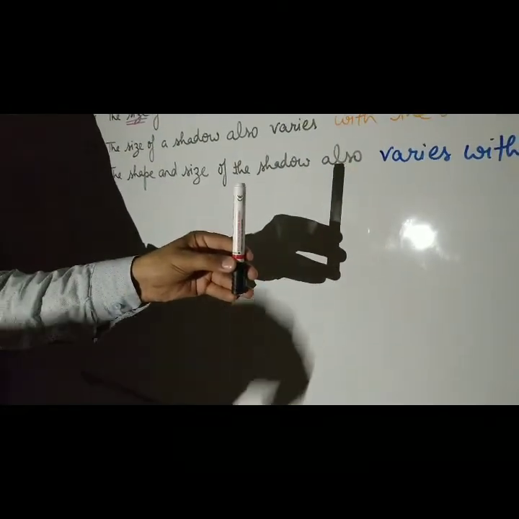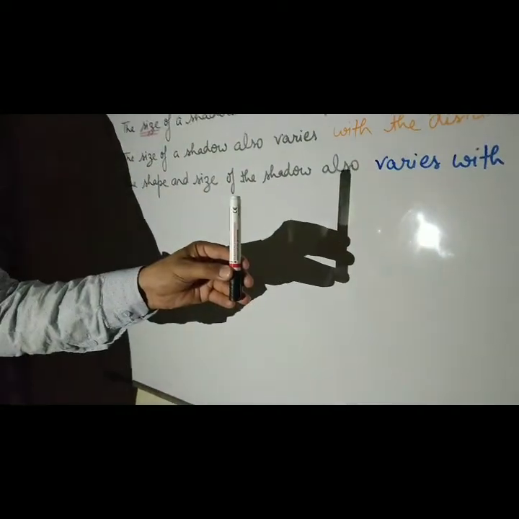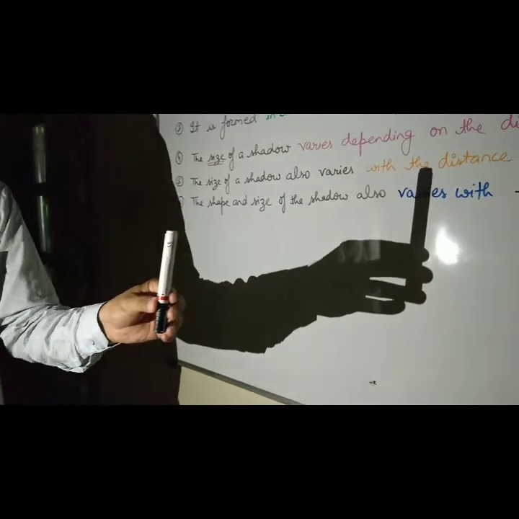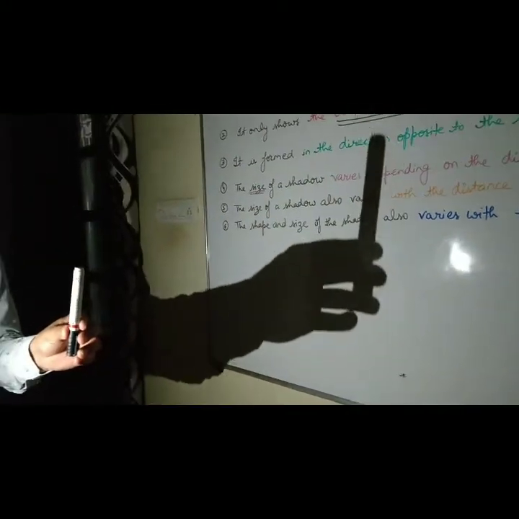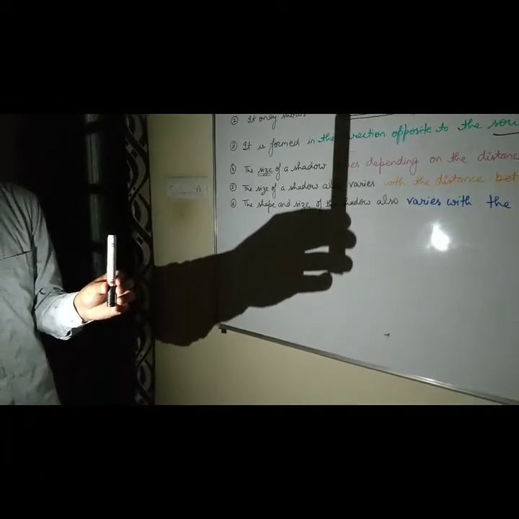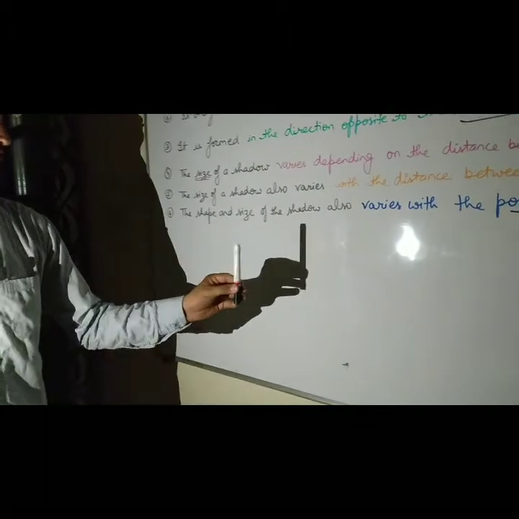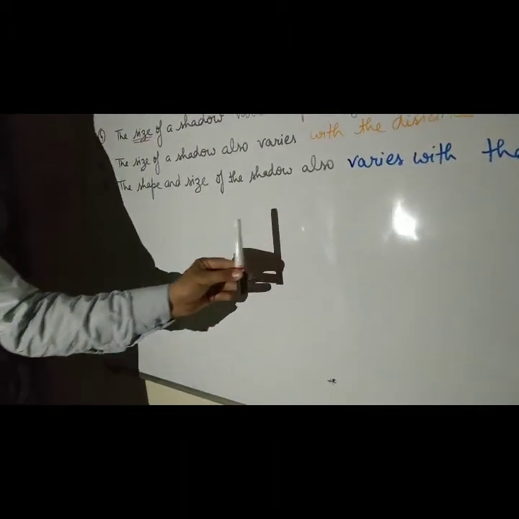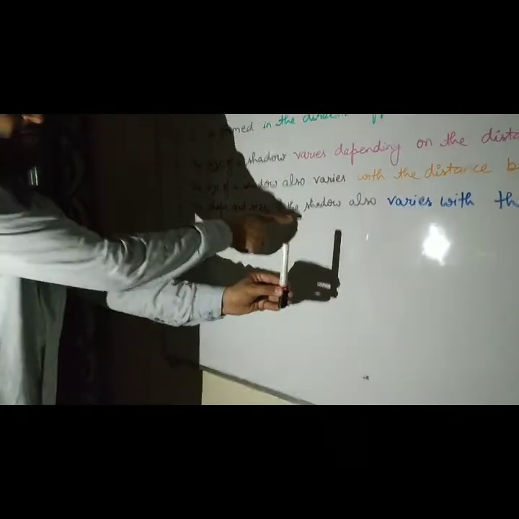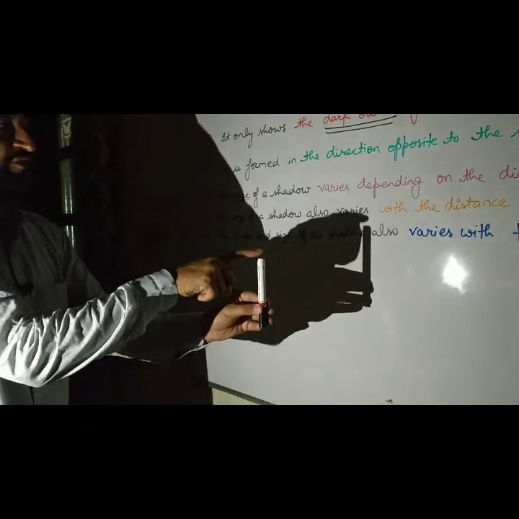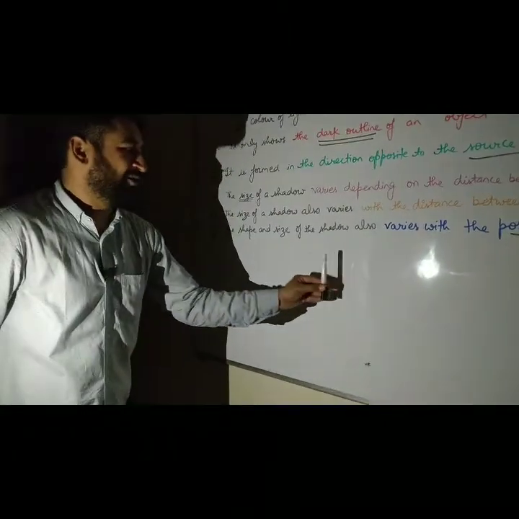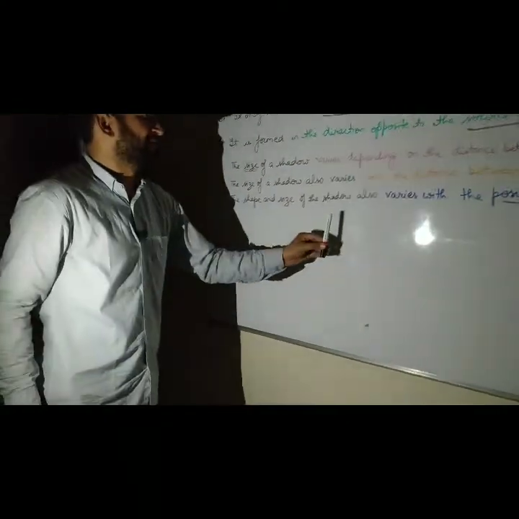The same happens when I go towards the source of light. The source of light is on the opposite side of the screen, and when I take the object nearer to the source of light, the size of the shadow increases. And when I take it away from the source of light, the size of the shadow decreases. So it depends on the distance between the object and the screen, and the distance between the object and the source of light. So that's how the size of the shadow varies.